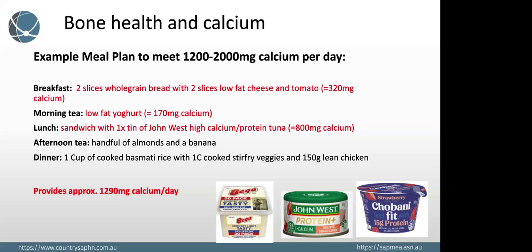So an example that I've done here is breakfast: 2 slices of wholemeal bread with a couple of slices of low-fat cheese and tomato, which provides 320 milligrams of calcium.